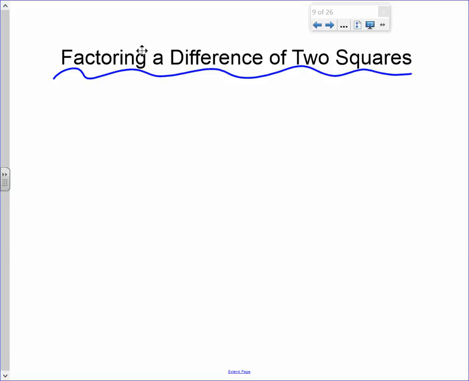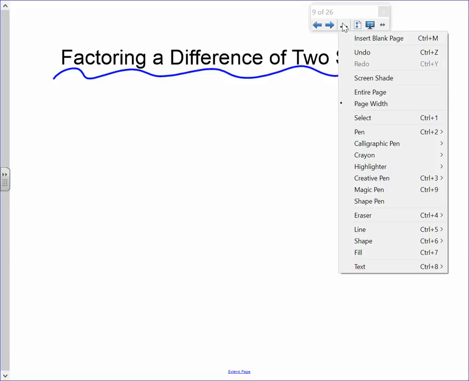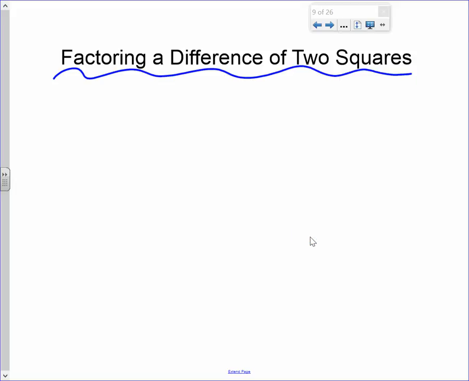A difference of two squares. What the heck do I mean by a difference of two squares? Watch this. On your notes, write this down. A squared minus b squared. Go write that down. A squared minus b squared.